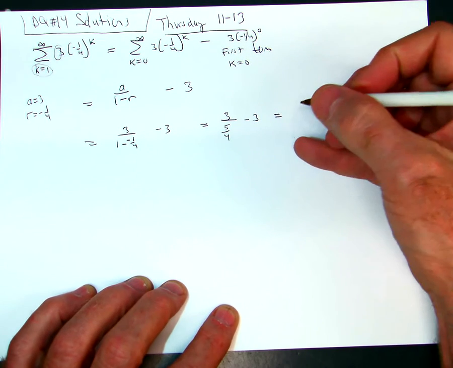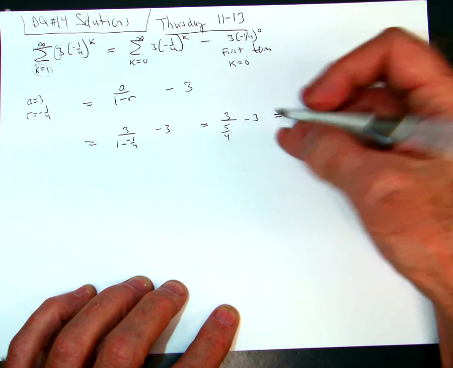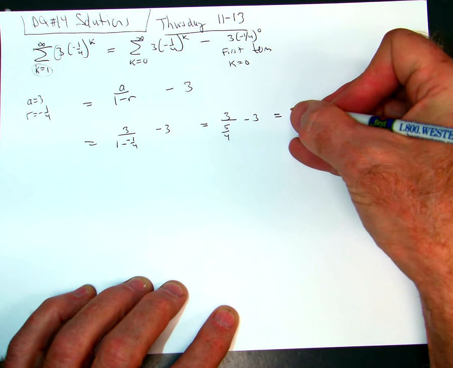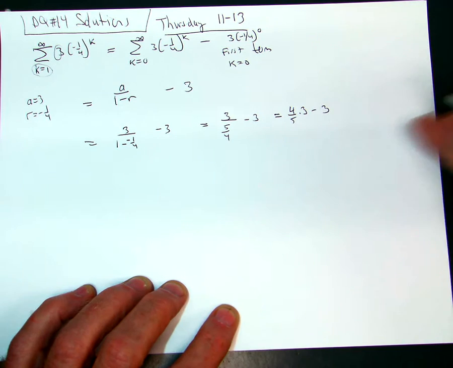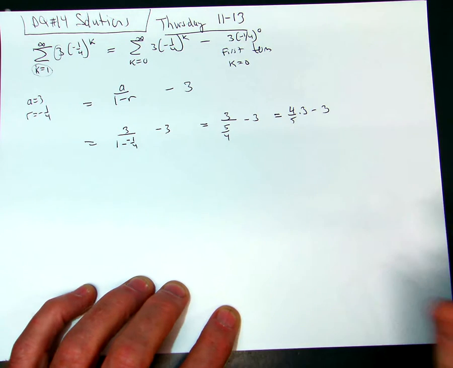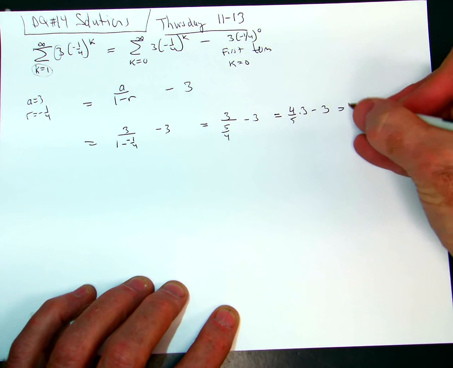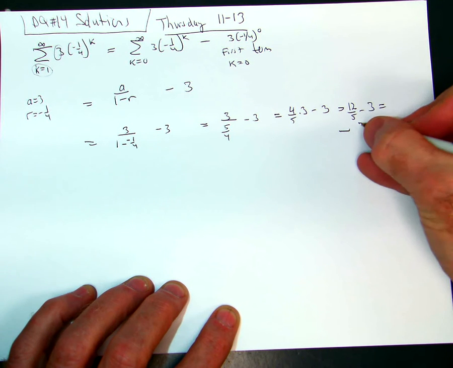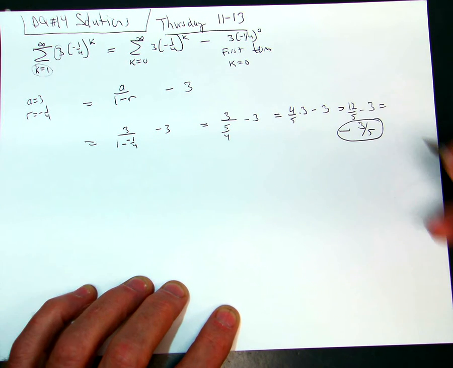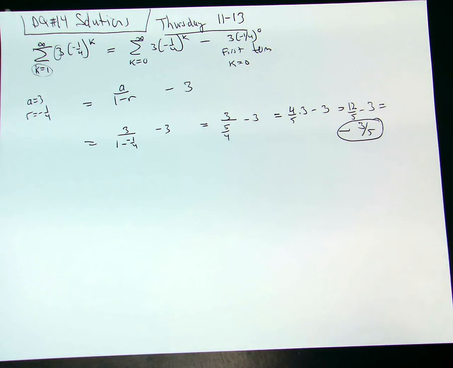Well, when I invert and multiply, I'm going to get 4/5 times 3 minus 3. And then that's going to be 12/5 minus 3, which is going to be minus 3/5. Okay, and that's the answer, which I noticed. I looked at a lot of your papers, and that's what you had.